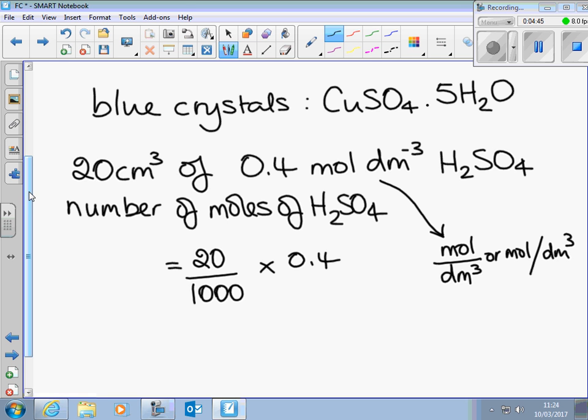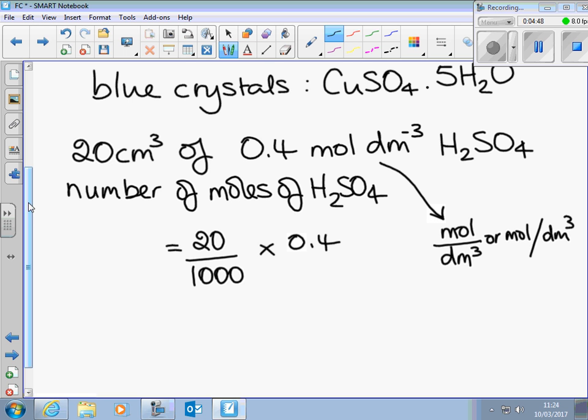All right, so how many moles of sulfuric acid do we use then? Not very many. What you should find is that's 8 over 1,000. So it should be, if you've done it in your calculator, it should come out at that. How do you put that out? 20 times 0.4. Yeah. 20 times 0.4 is 8. Divide the whole lot by 1,000 and you get 0.008.